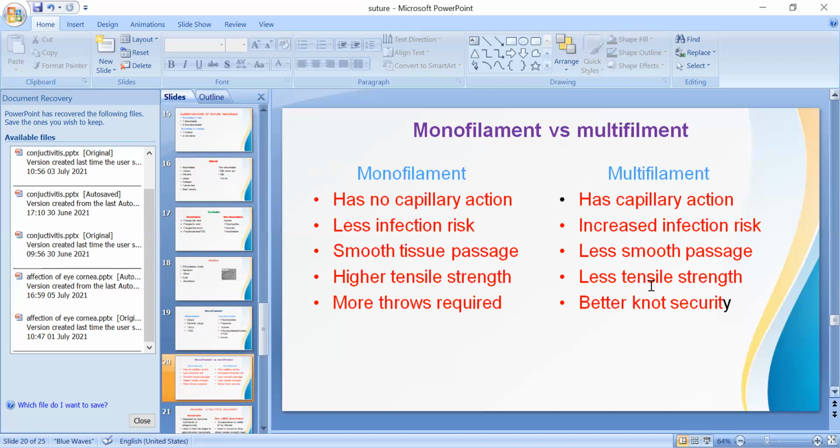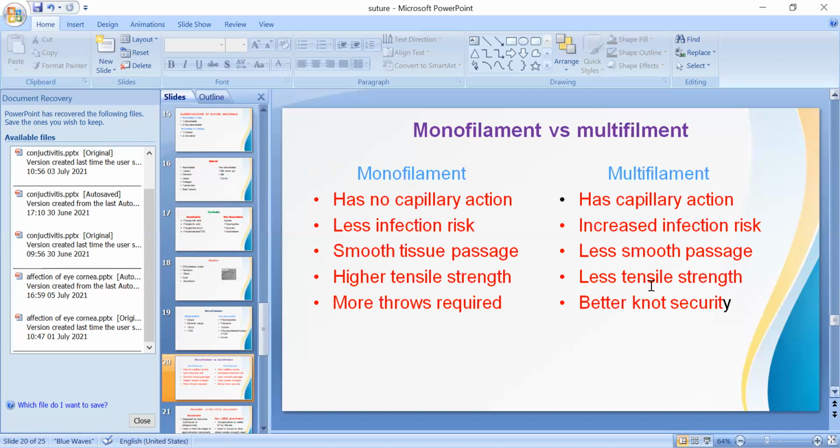Monofilament versus multifilament. What are the differences between monofilament and multifilament? Monofilament has no capillary action, multifilament has capillary action; less infection risk in monofilament, and multifilament increases infection risk. In monofilament, smooth tissue passage, and in multifilament, less smooth passage. In monofilament, higher tensile strength, and in multifilament, less tensile strength.